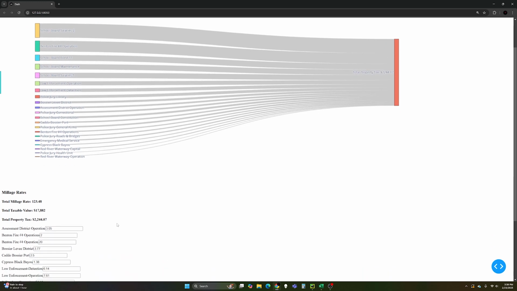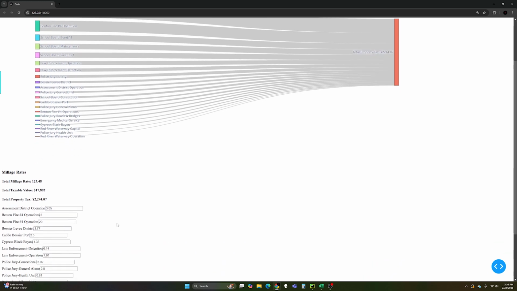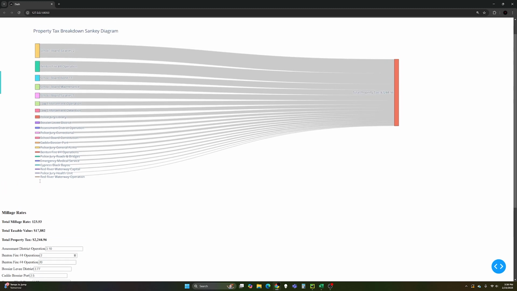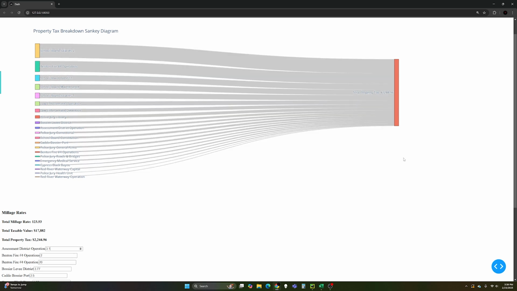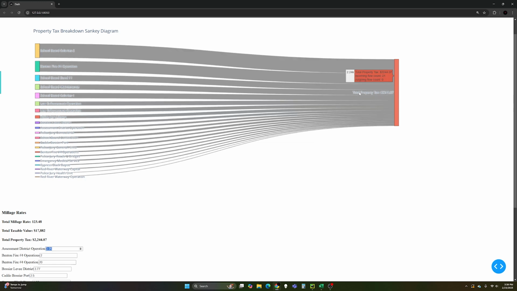So if the police jury says, hey, we're going to increase the assessment from 305 to 310, and then I click off of it, then this increased right here from 123.53, and then the property tax adjusted as well. And so we bring that back to 305 and then this thing changes, right?